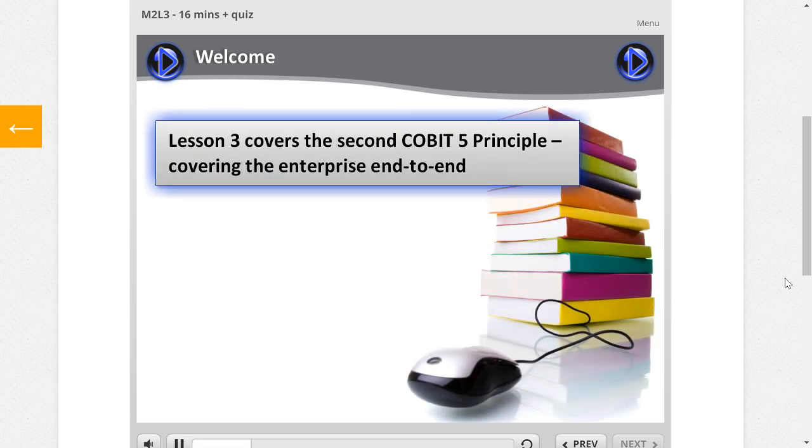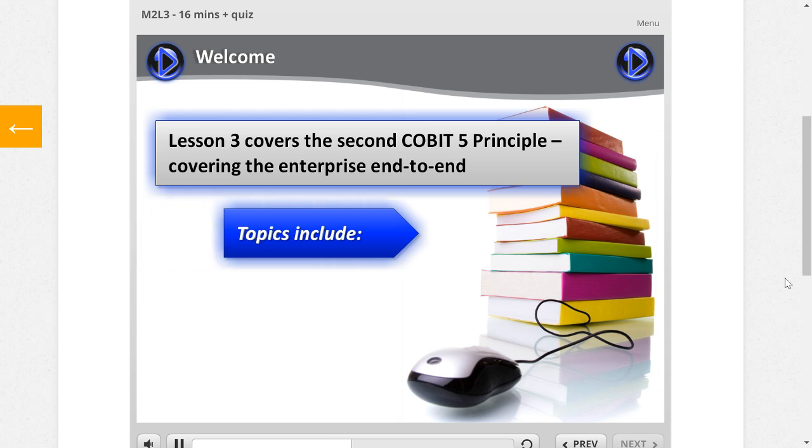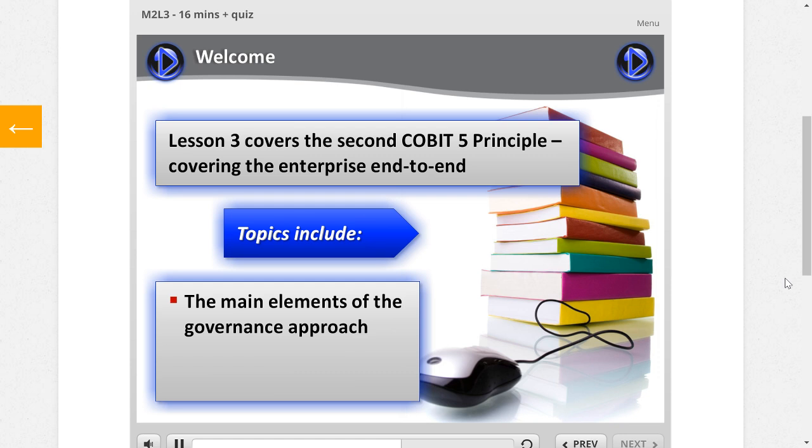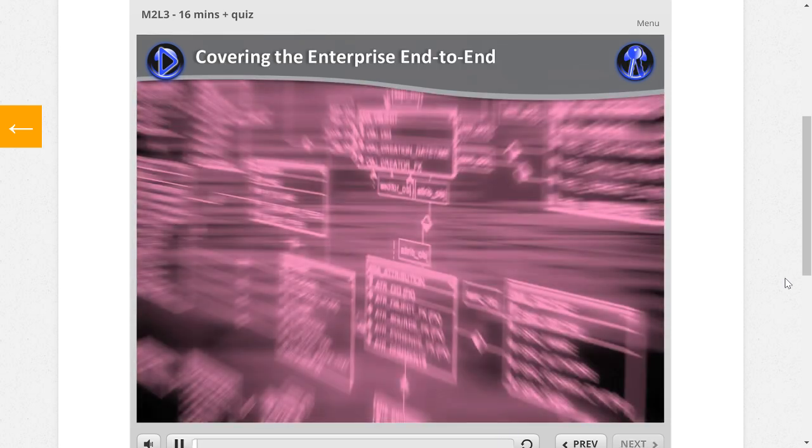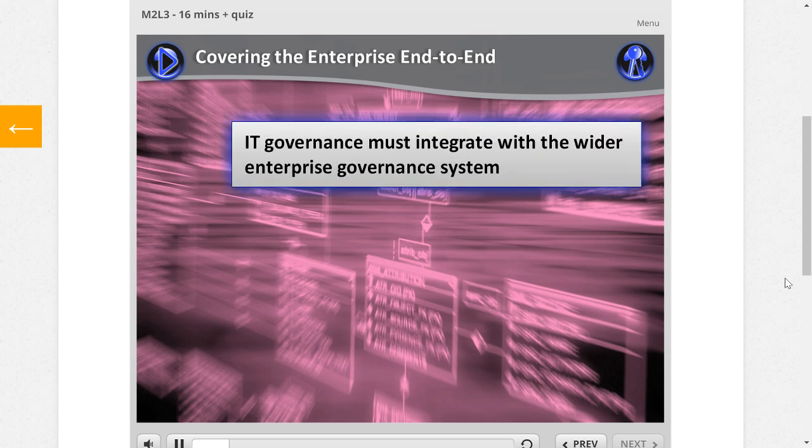Welcome to Module 2, Lesson 3. In this lesson, the topics include the main elements of the governance approach and the key governance roles and activities. Principle 2 is covering the enterprise end-to-end. What does this mean? Well, it means that IT governance must integrate with the wider enterprise governance system.